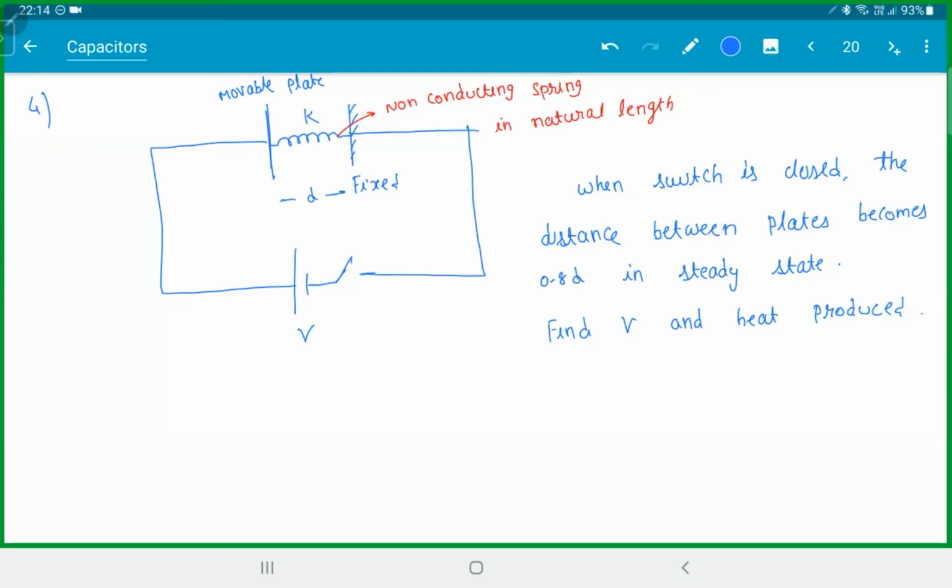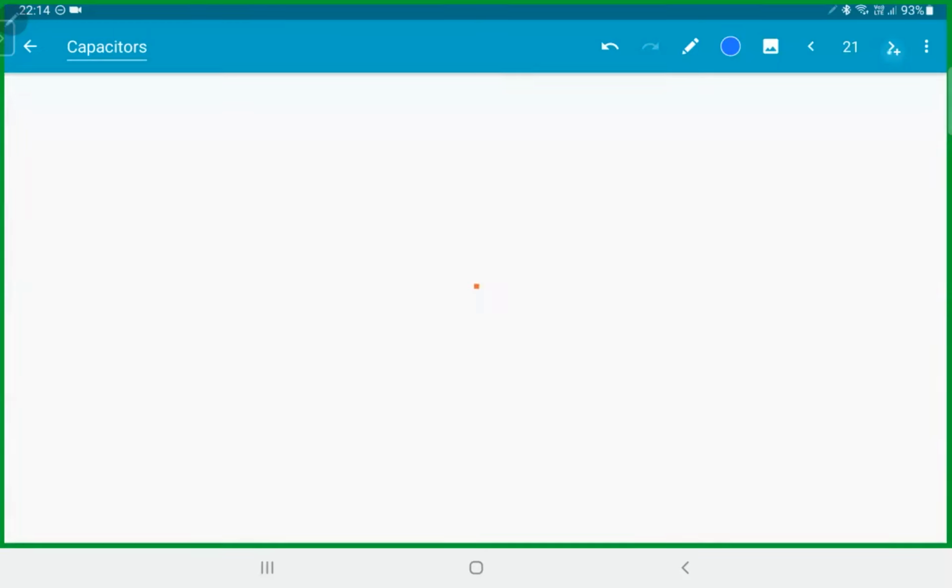Let me show you. So what is the new distance between the plates? 0.8 d, right? So what is the capacitance? A epsilon by 0.8 d. Agreed? What is the charge on the capacitor plates? Q is equal to CV.